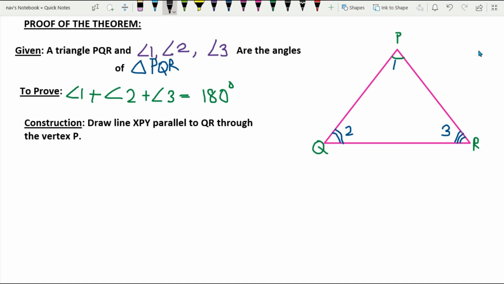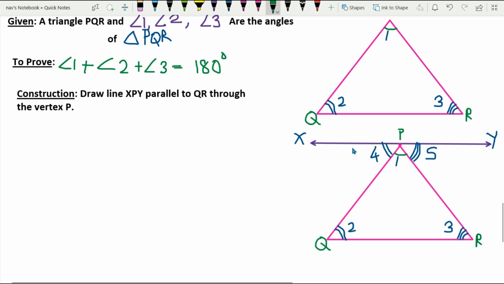Let us draw the diagram. So we have drawn the construction here. This is the line XY I was talking about. So we have constructed the line XY which is parallel to QR. Okay, why did we construct this? Because we want to get this 180 degrees as a result. So we constructed this line and now we are going to use the properties, the theorems from the parallel lines.